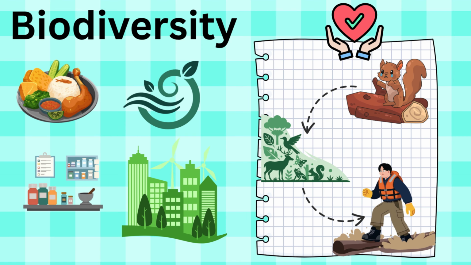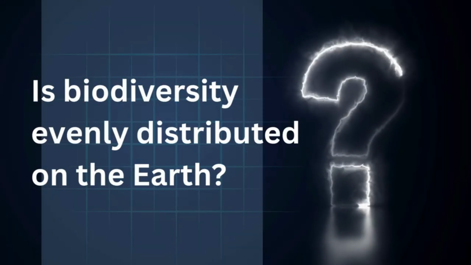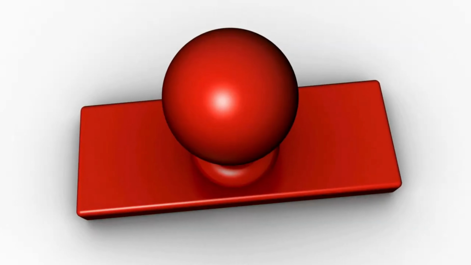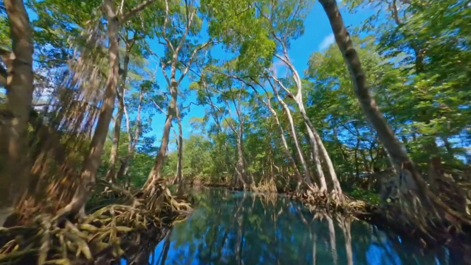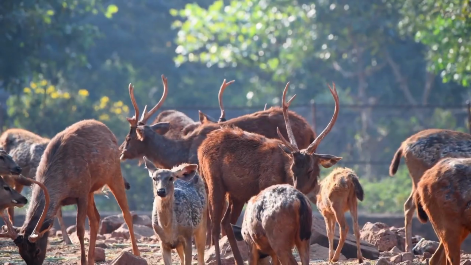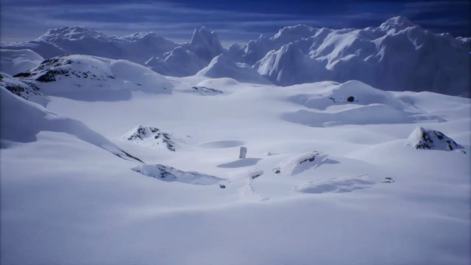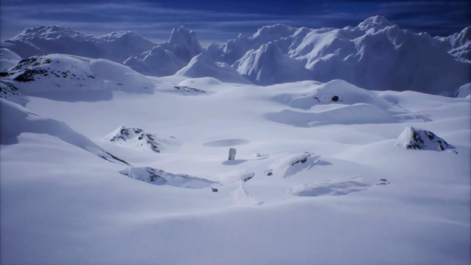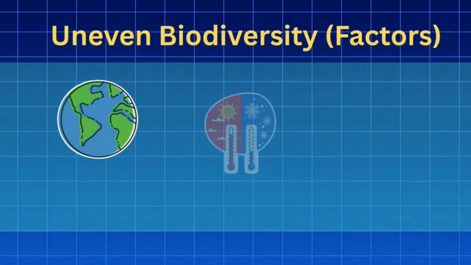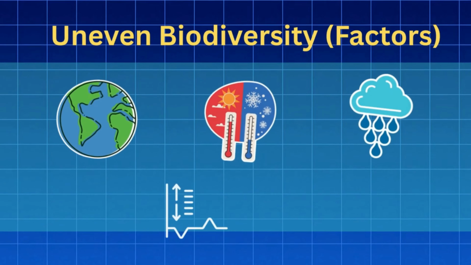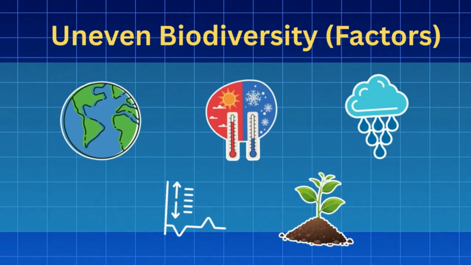Now that we understand what biodiversity means, an important question arises. Is biodiversity evenly distributed on Earth? The answer is no. Biodiversity is not spread equally across our planet. Some regions support a much greater variety of life than others. This uneven distribution depends on several environmental factors such as climate, temperature, rainfall, altitude, and soil type.